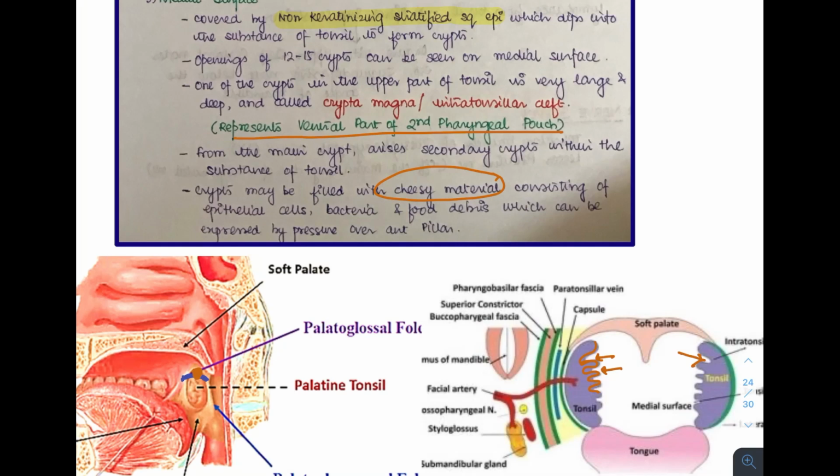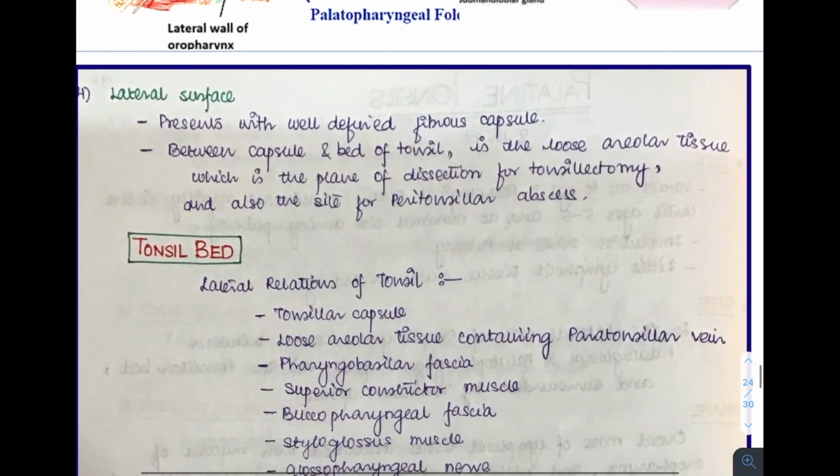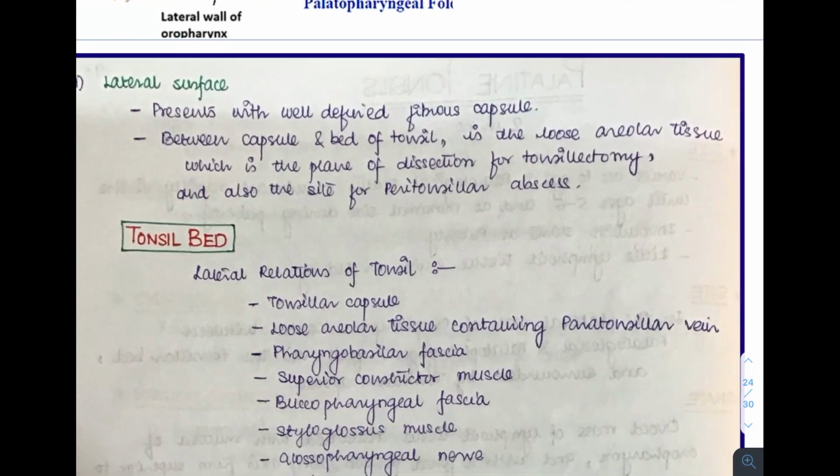In acute follicular tonsillitis or acute membranous tonsillitis, when you press the anterior pillar, some cheesy material will come out of these crypts. It happens during that time. Next, we'll come to the lateral surface, which presents a well-defined fibrous capsule. As I was telling you before, it's a differentiating feature between the adenoid and the palatine tonsil. The palatine tonsil has a fibrous capsule.